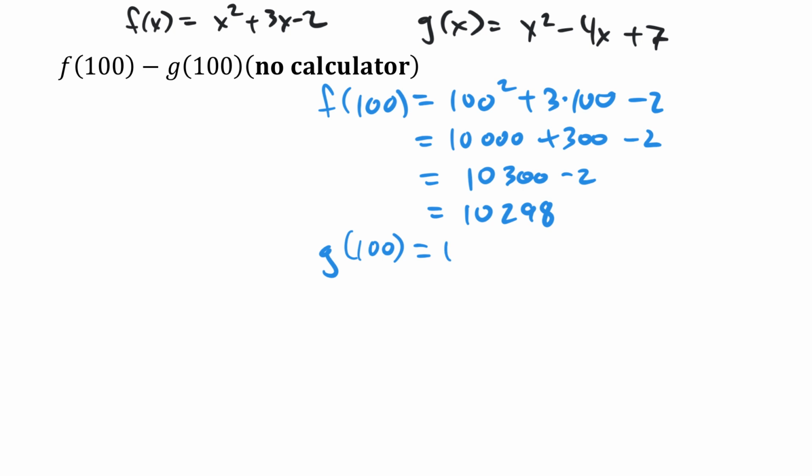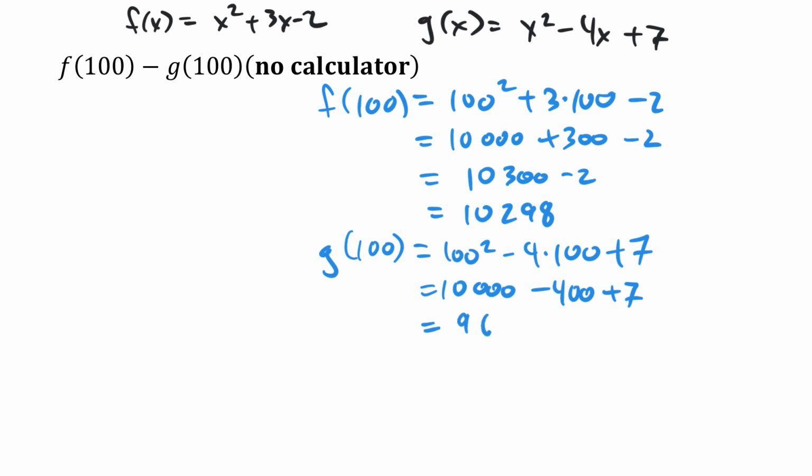Okay, let's find g of 100. g of 100 will be 100 squared minus 4 times 100 plus 7. So that's 10,000 minus 400 plus 7. So 9,600 plus 7. 9,607. Okay, so we have 10,298 minus 9,607. That's not going to be doable with mental math.